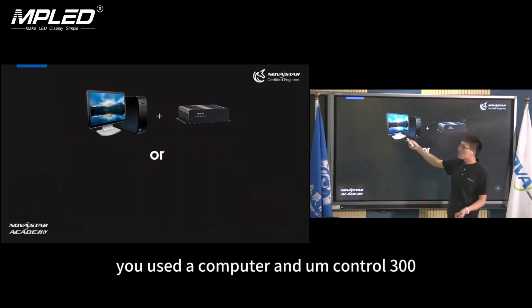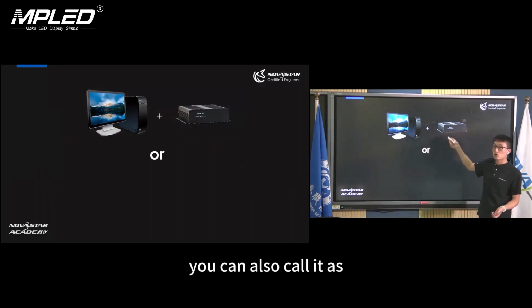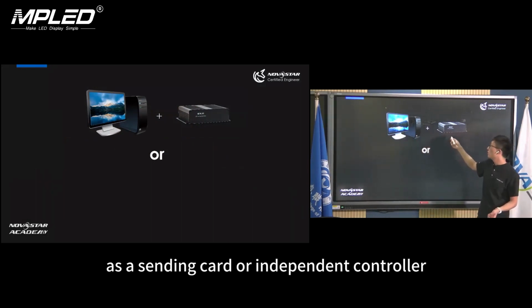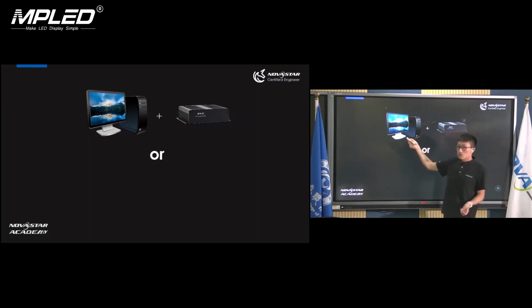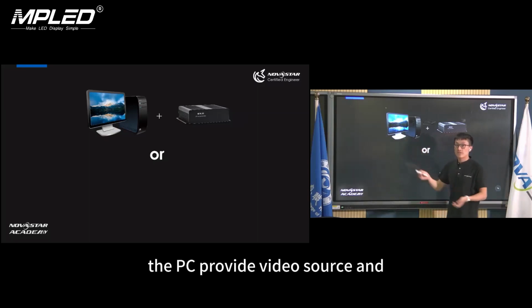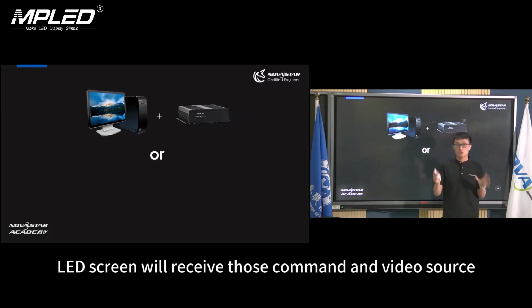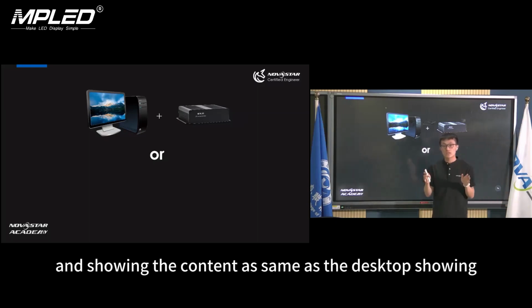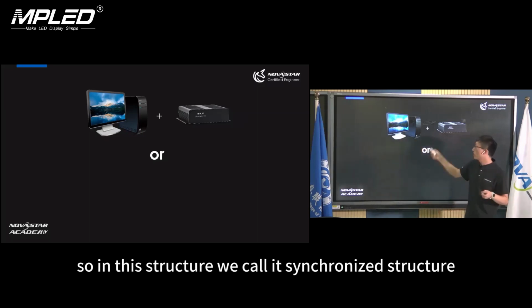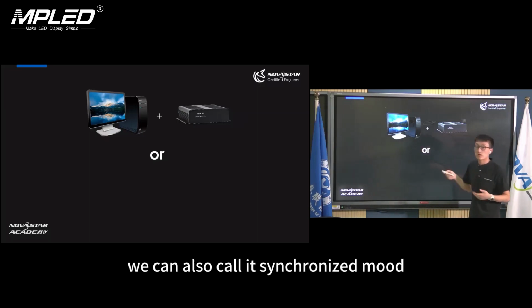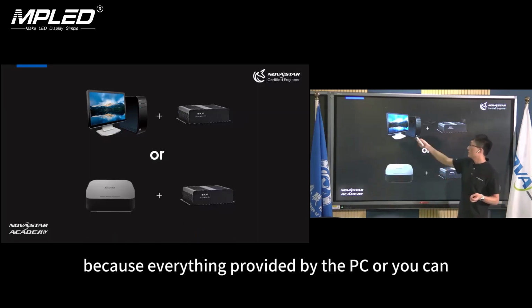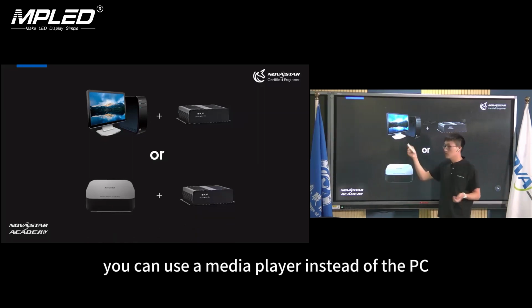You use a computer and the M-Control 300. You can also call it a sending card or independent controller. The PC provides the video source and sends the control command to the sending card. Your LED screen will receive those commands and the video source and show the content the same as the desktop is showing. So this structure we call the synchronized structure, or synchronized mode, because everything is provided by the PC, or you can use a media player instead of the PC.